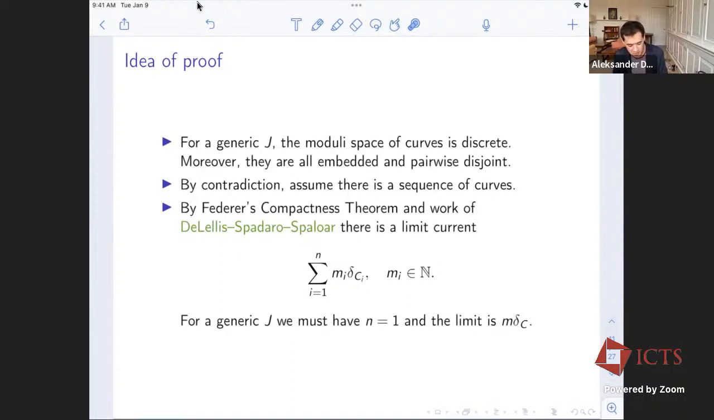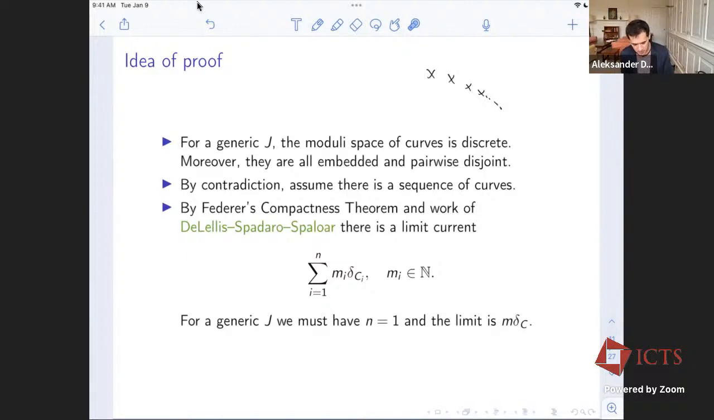But what could happen is that there are infinitely many of them. If you think of the moduli space of these embeddings, some kind of accumulation could happen. And of course, then you don't have a finite number of points. So by contradiction, we assume that it indeed happens that you have an infinite sequence of such curves in a prescribed homology class, not necessarily prescribed genus.